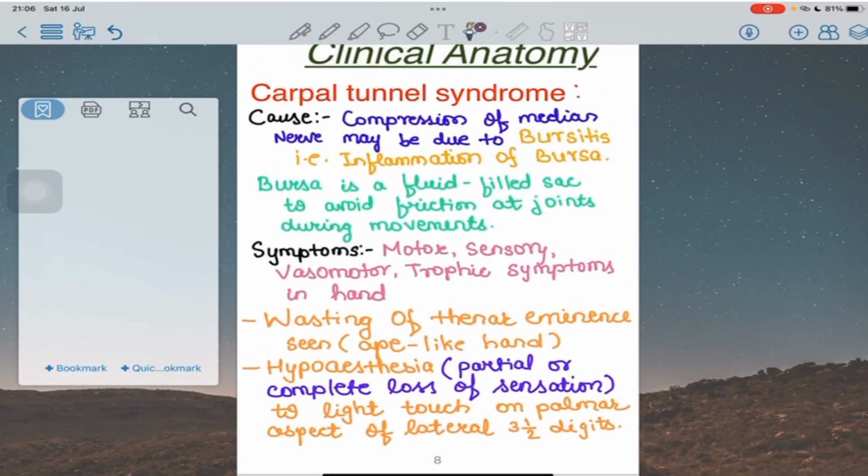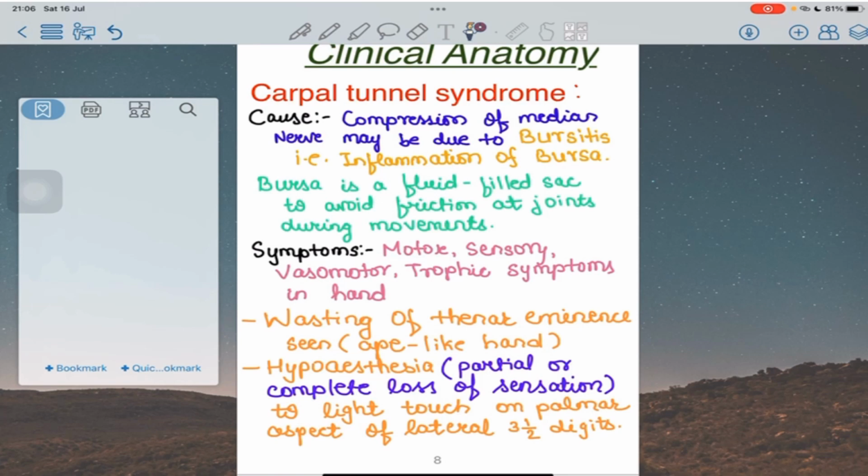The carpal tunnel syndrome symptoms include motor symptoms, sensory, vasomotor and trophic symptoms in the hand. Other thing which is visible in this would be the wasting of the muscles of the thenar eminence. So muscles of the thenar eminence are wasted, which gives rise to the ape-like hand. What are the muscles of thenar eminence?